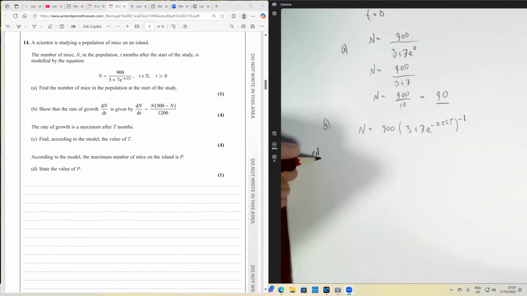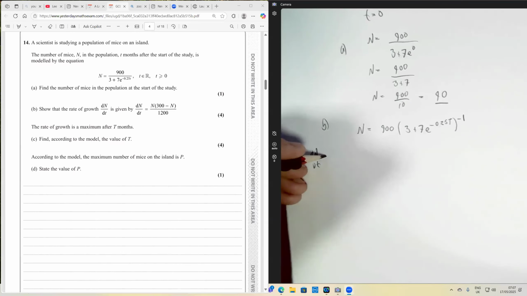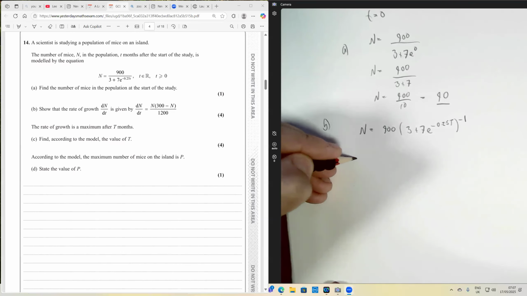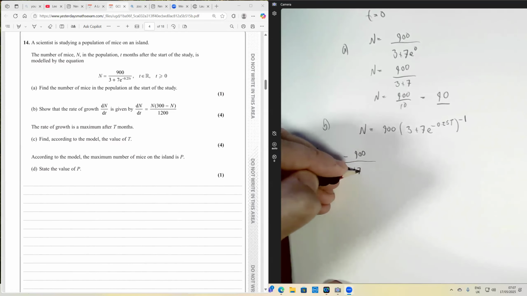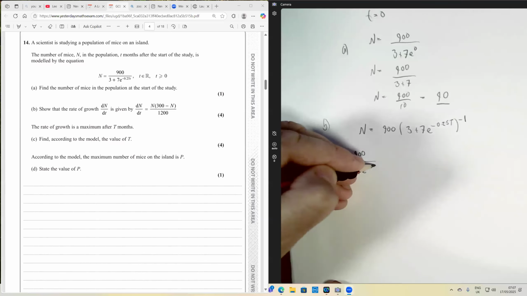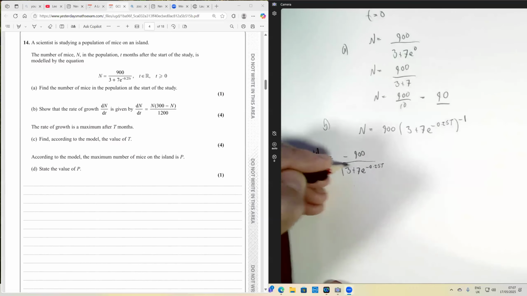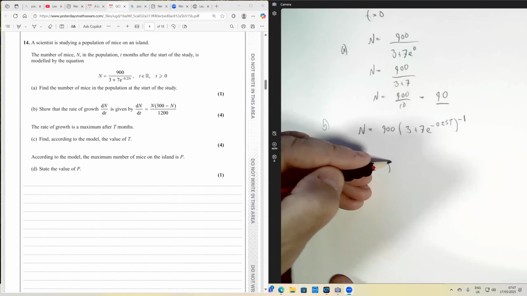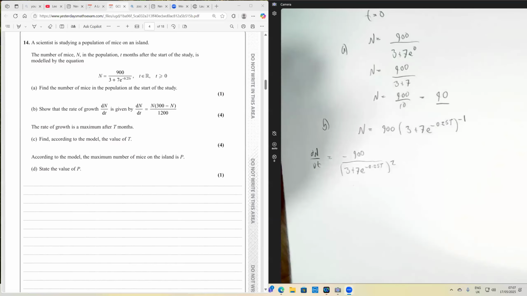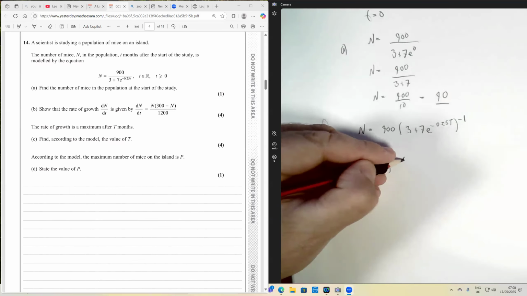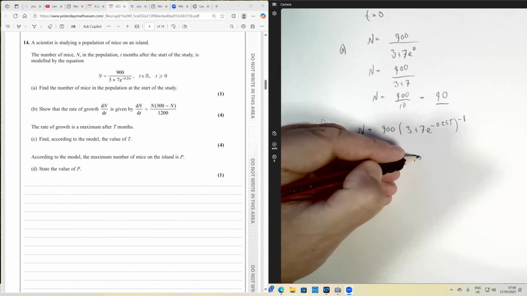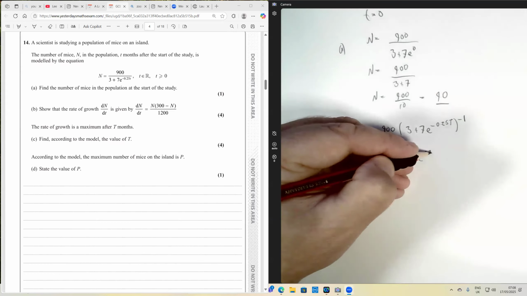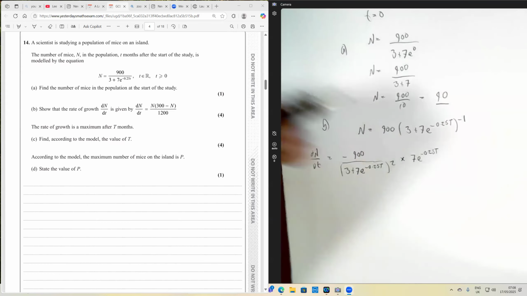So now when I differentiate dn by dt using the chain rule, I'm going to have minus 900 over 3 add 7 e to the minus 0.25t, all squared. Okay, so I times by the power it's there and lower the power by 1. So the minus 1 goes to minus 2. And then I've got to times by the derivative of the inner function. And that's going to go to 7 e to the minus 0.25t because the 3 disappears.